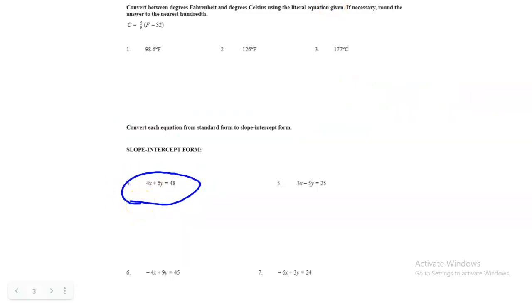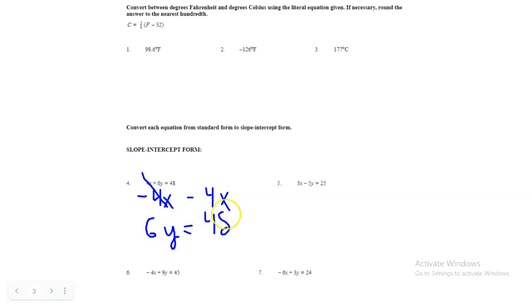So if I've got 4x plus 6y is equal to 48, I want to get that y all by itself. The first thing I'm going to do: I've got 4x being added on the left, and I want to get that over to the right. The opposite of addition is subtraction, so I'm going to subtract 4x from both sides. When I do that, those cancel out, so I'm left with 6y is equal to 48 minus 4x.